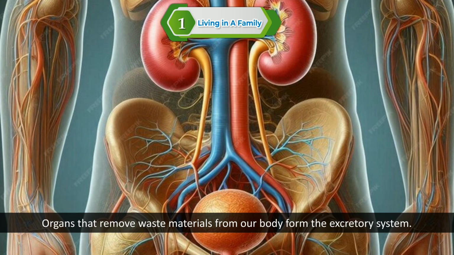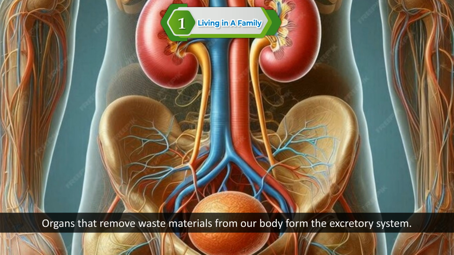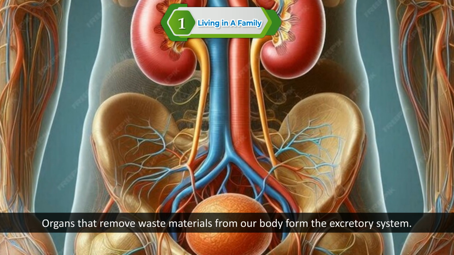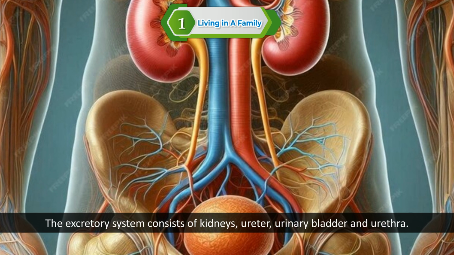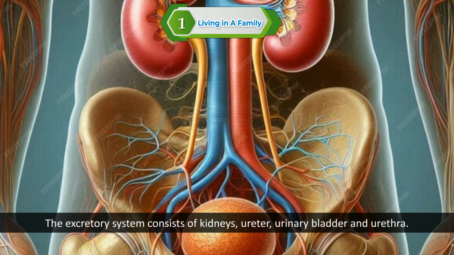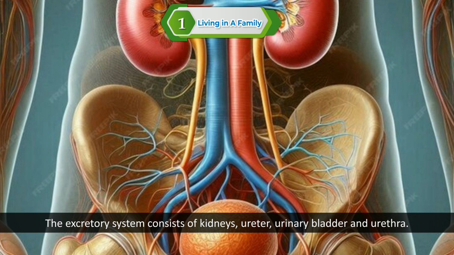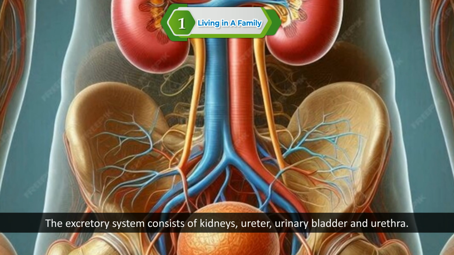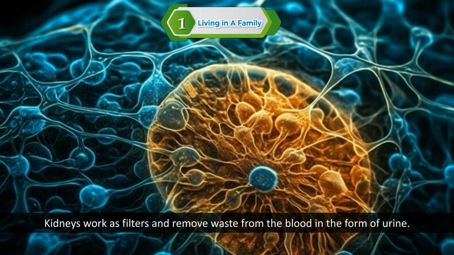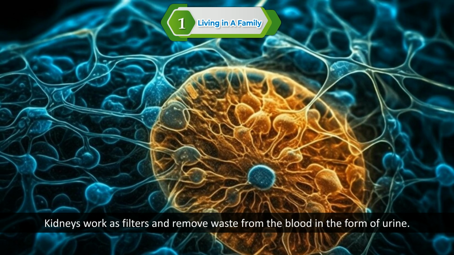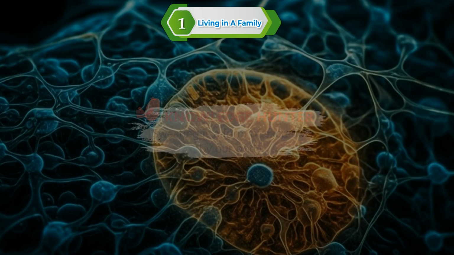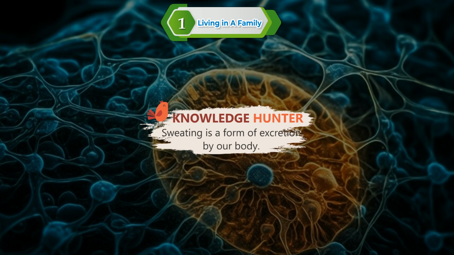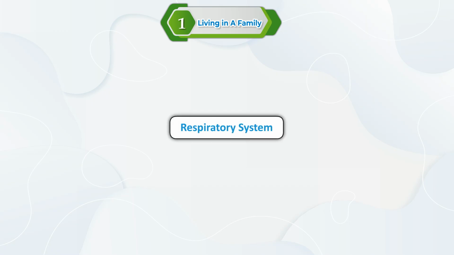Excretory system. Organs that remove waste materials from our body form the excretory system. The excretory system consists of kidneys, ureter, urinary bladder, and urethra. Kidneys work as filters and remove waste from the blood in the form of urine. Knowledge hunter. Sweating is a form of excretion of our body.